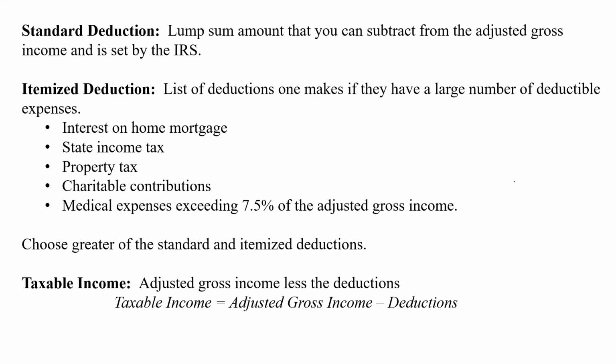The standard deduction is a lump sum amount that you can subtract from the adjusted gross income, and it's set by the IRS. Now, instead of the standard deduction, you can also do itemized. It's either or, one of the two.